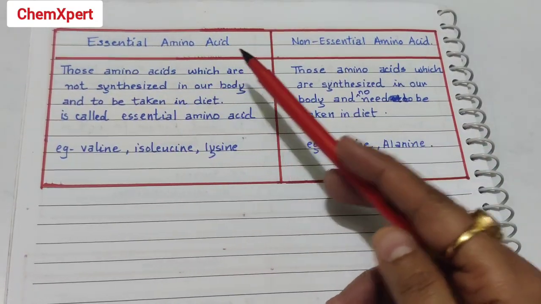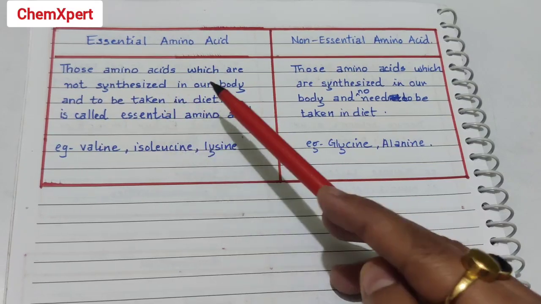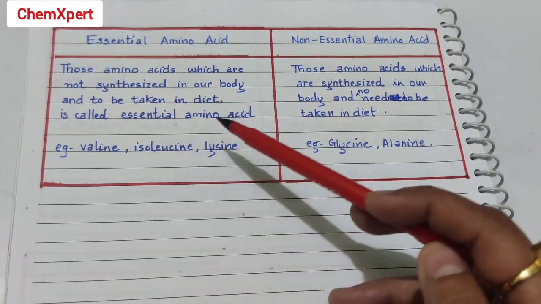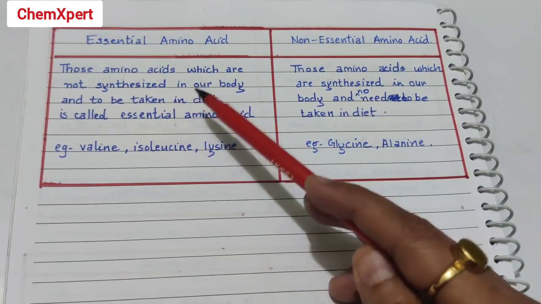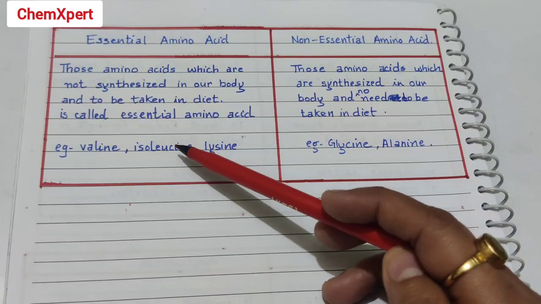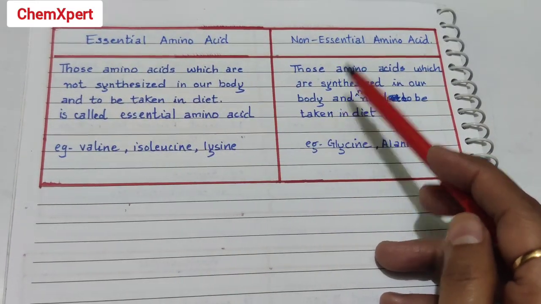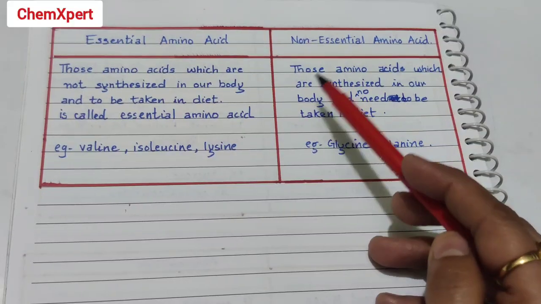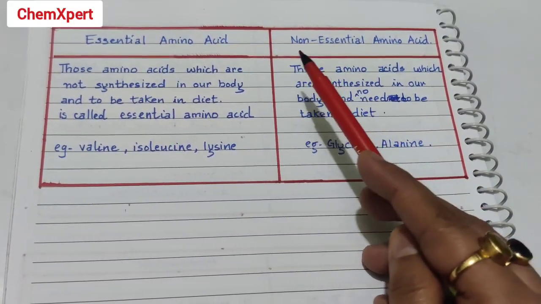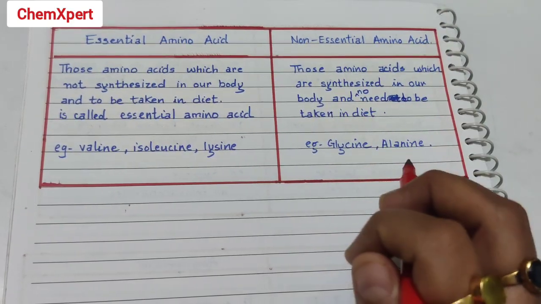Next is essential amino acids and non-essential amino acids. Those amino acids which are not synthesized in our body and have to be taken in the diet are called essential amino acids. So these are not synthesized, so we need to take them in our diet. For example, valine, isoleucine and lysine. Non-essential amino acids are easily synthesized in our body, so there is no need to take them in the diet, and hence they are considered non-essential. For example, glycine and alanine.